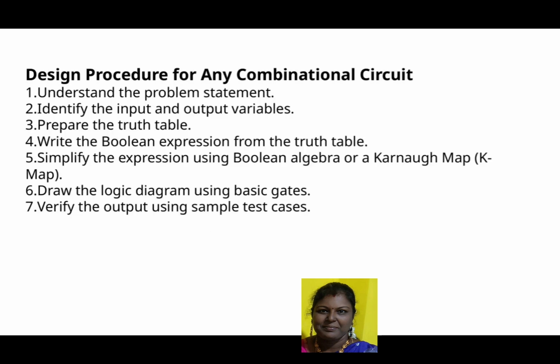When designing any combinational circuit, we start by fully understanding the problem statement. Next, we identify the input and output variables involved. Then, we prepare the truth table, which lays out all possible input combinations and their corresponding outputs. From there, we write the Boolean expression based on the truth table. This expression is simplified using Boolean algebra or a Karnaugh map to make the design more efficient. After that, we draw the logic diagram with basic gates. Finally, we verify the output using sample test cases to ensure everything works as expected.